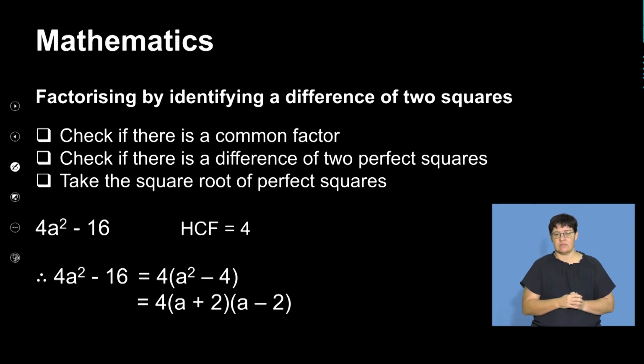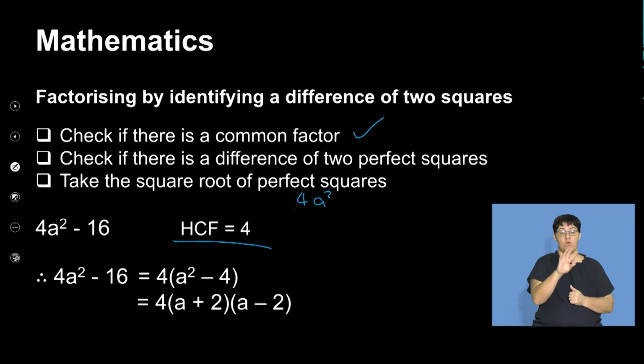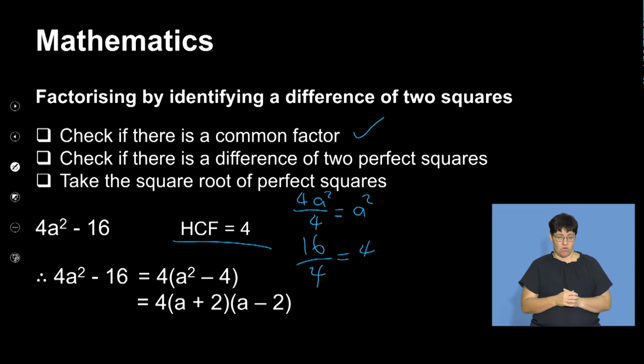Also, let's look at another example. Remember, start with a common factor. 4a squared minus 16, is there a common factor? Yes. Common factor is 4. So I must take out a common factor of 4. If I do that, 4a squared divided by 4 gives me just a squared, and then 16 divided by 4 gives me 4.